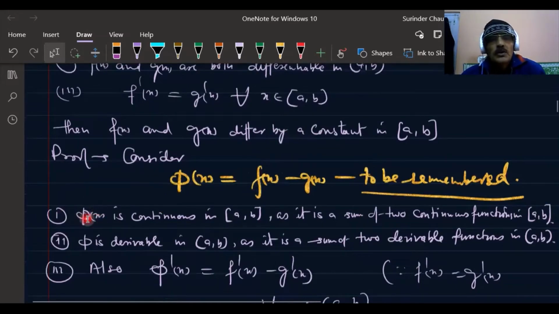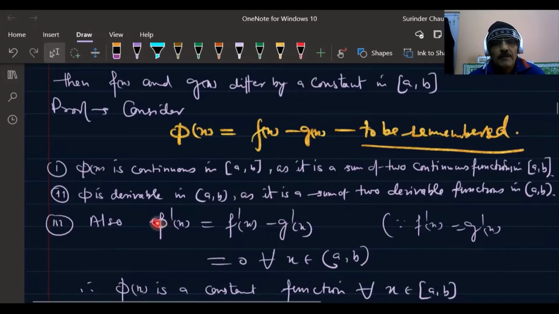Now this phi(x) is a sum of two continuous functions in the closed interval [a, b]. Therefore, phi(x) is continuous in the closed interval. Phi(x) is also differentiable in the open interval, because it is a sum of two differentiable functions. Now third, if we differentiate phi(x), we get phi'(x) = f'(x) - g'(x). But our given condition is f'(x) = g'(x) for all x in the open interval. So substituting, phi'(x) is equal to 0 for all x in the open interval.